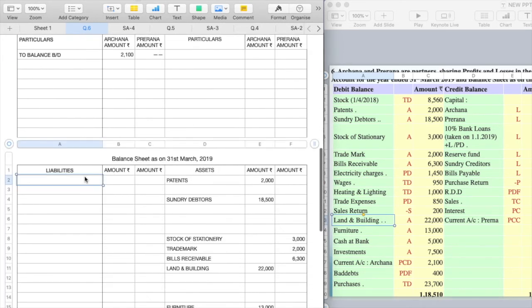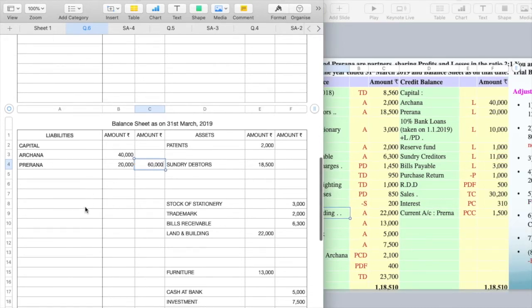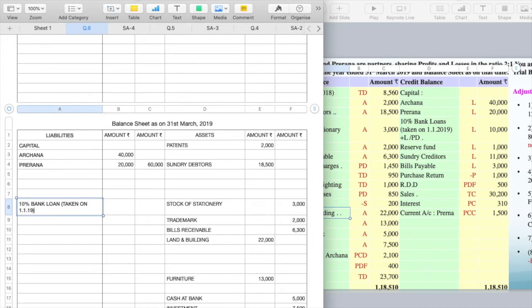Then on the credit side, capitals are given. The capital will be directly transferred to the liabilities as it is a fixed capital method. Okay, so capital Archana and Prerna, 40,000, 20,000 inner column. So total will be outer column 60,000. Then 10% bank loan. So just leave 3 lines over here and then write 10% bank loan taken on 1st January 2019.